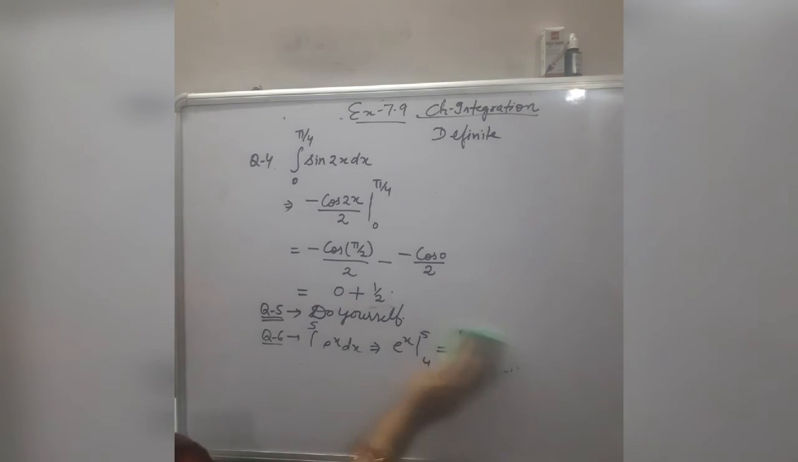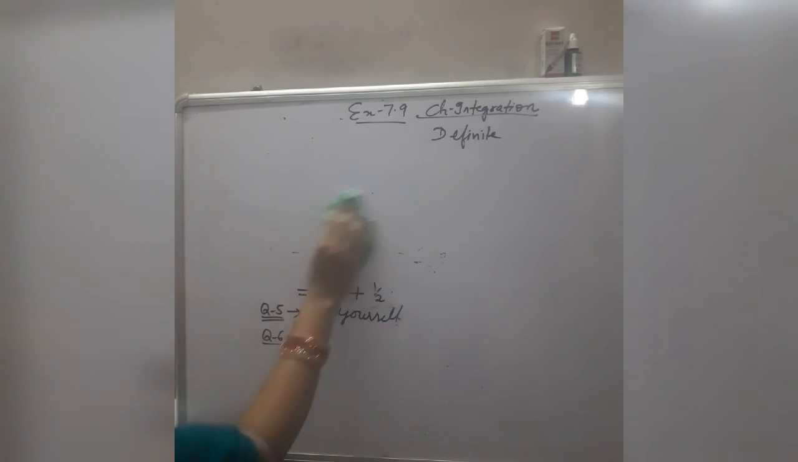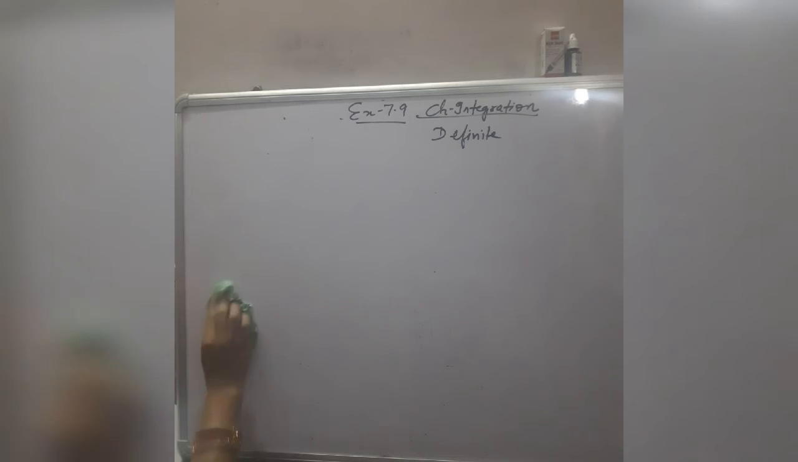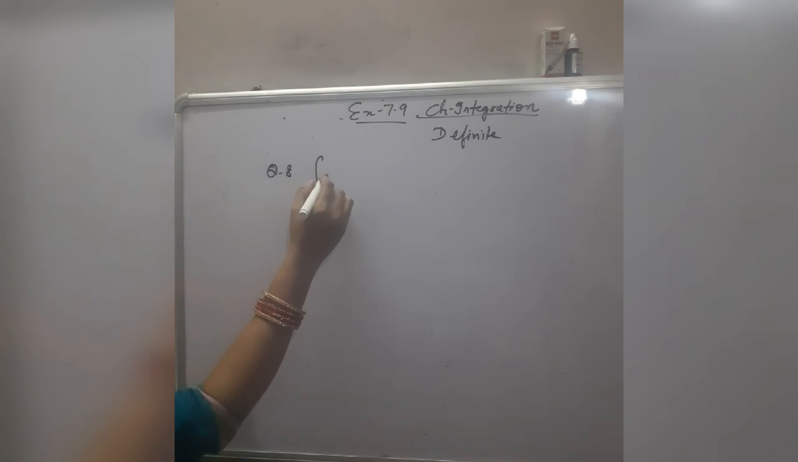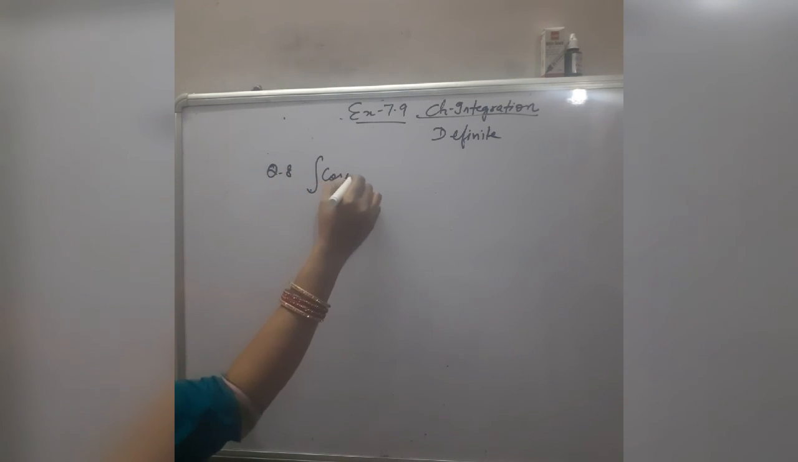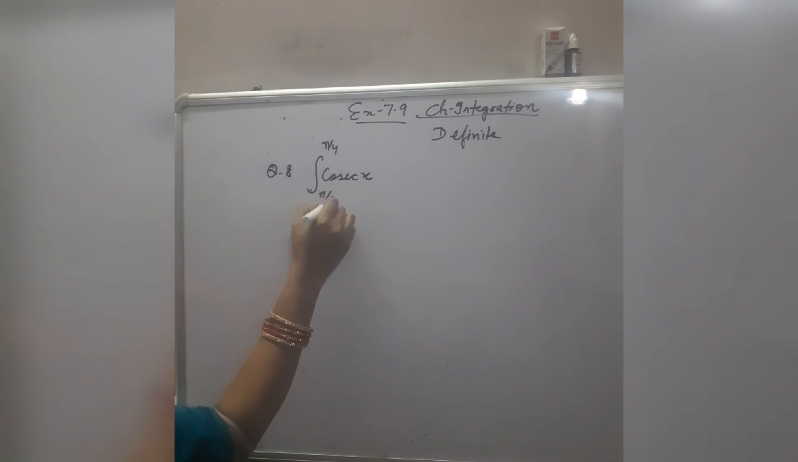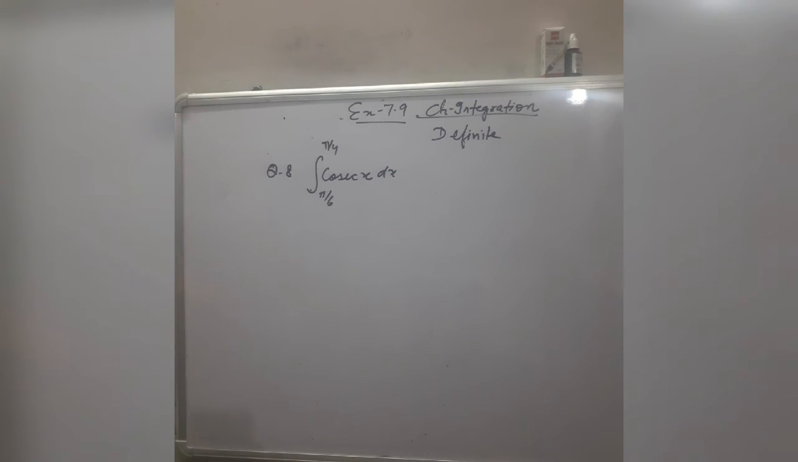Now see question number 8. Again I am saying it's a very simple exercise. If you have done up to 7.7, then very easily you can complete it. The same formulas will be used here. Now in question number 8, the statement is to find the integration of cosecant x. Upper limit and lower limit are pi by 4 and pi by 6. Pi by 4 means 45, pi by 6 means 30 degrees.